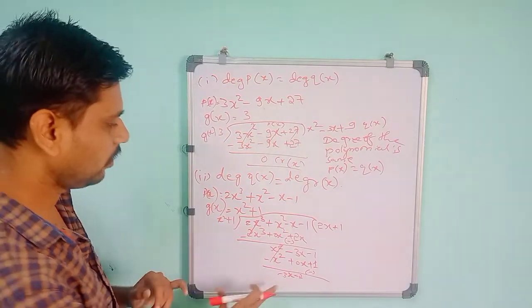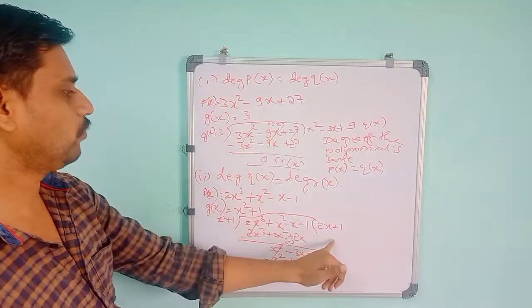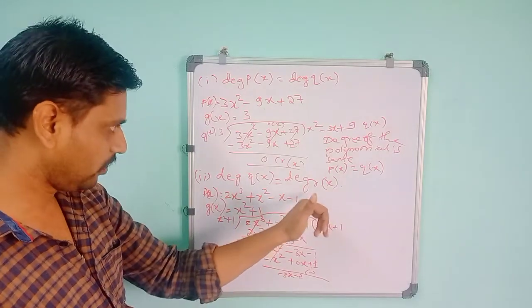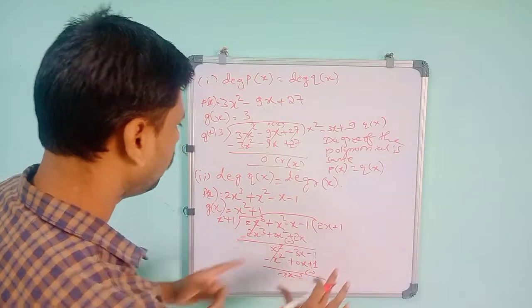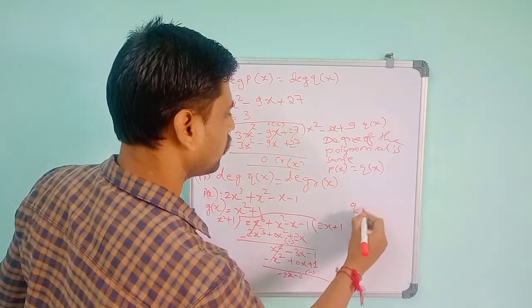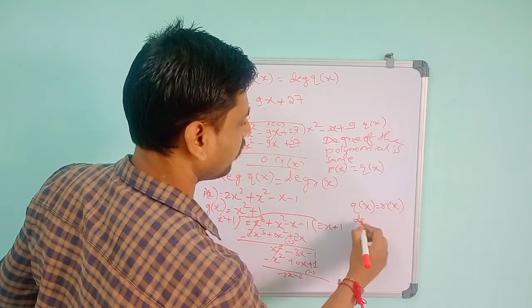See here, what they ask: q of x is 2x plus 1, so degree 1. And degree of r of x, r of x is also degree 1. So we have proved here that degree of q of x is equal to degree of r of x. The degree is same.